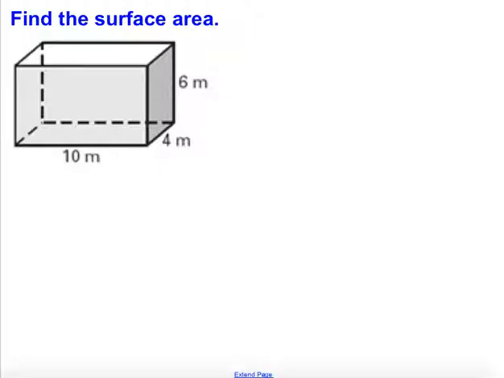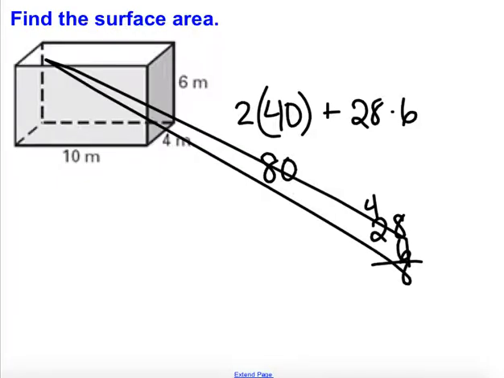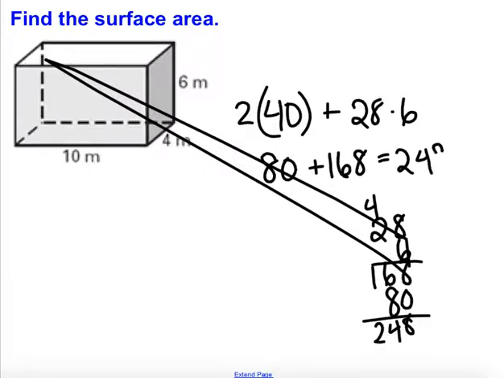I'll just do a couple more examples of this, not too many more. If we do this one, the area of the base is 40, and we multiply that by 2, plus the perimeter of the base, so 10 and 10, so 20, plus 8, so 28, times 6. Well, 2 times 40 is 80. 28 times 6 is 168. Let me check that: 28 times 6, so we get 48, 12, and 4, 168. We add those together with that 80 and get 248 meters squared as our surface area.